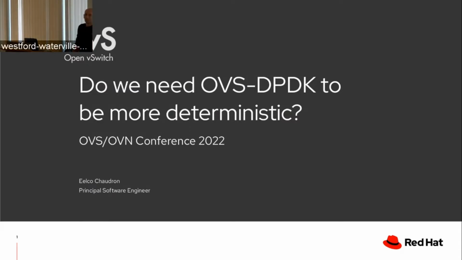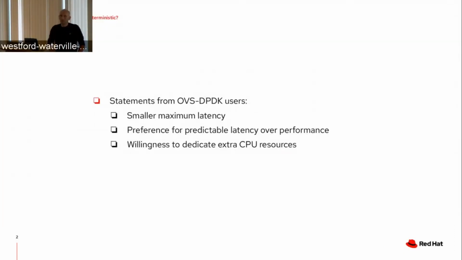But mainly the question is, do we need OVS-DPDK to be more deterministic? The reason I'm asking that question is because we see some OVS-DPDK users raising questions that they would like to have a more granular spread of latency, or basically they want a smaller maximum latency for their system. What also changed is that they are actually willing to pay for it, meaning they are okay to dedicate CPU resources for it. The only thing is that I've seen people ask for it, but I have not seen any proof that it's really an issue.